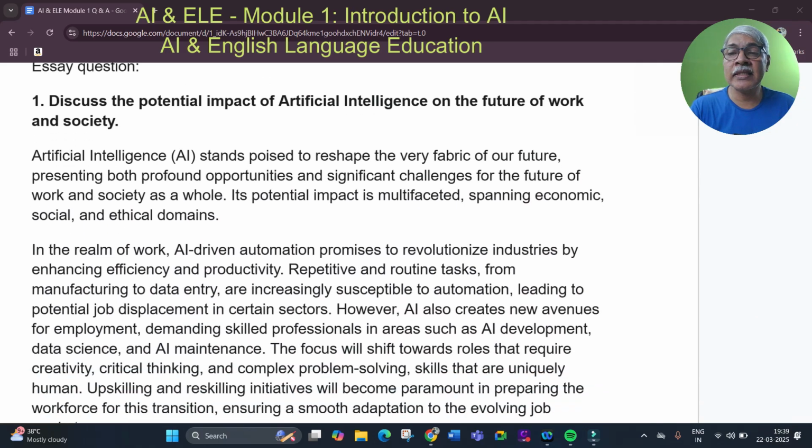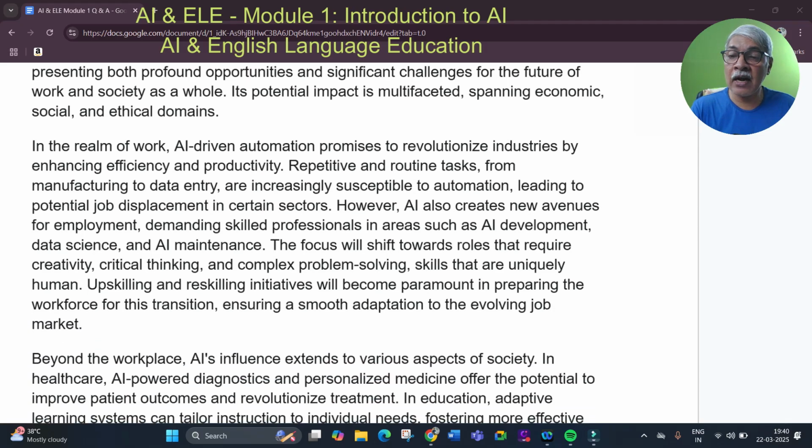And the essay question could be: discuss the potential impact of artificial intelligence on the future of work and society. So these repetitive and routine tasks can be reduced. Data entry, lots of data that is entered can be number crunched. It can be used to analyze data. However, upskilling and reskilling initiatives have to be done because many of the middle-aged people are not very fluent in AI, and thereby they need a little bit of upskilling or even reskilling.